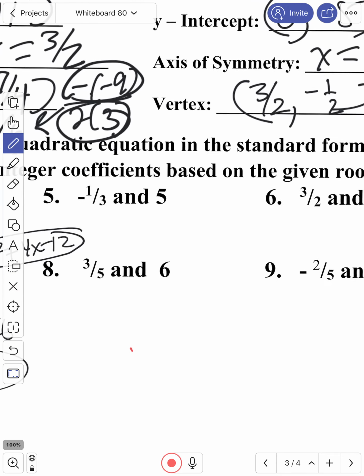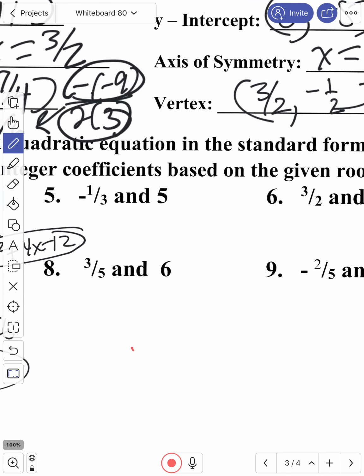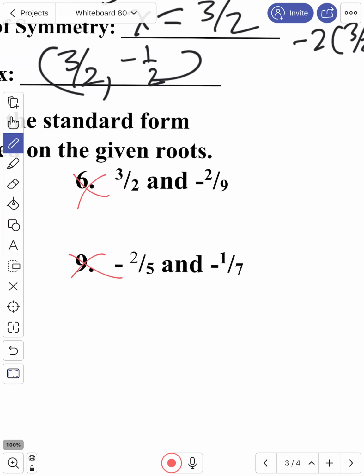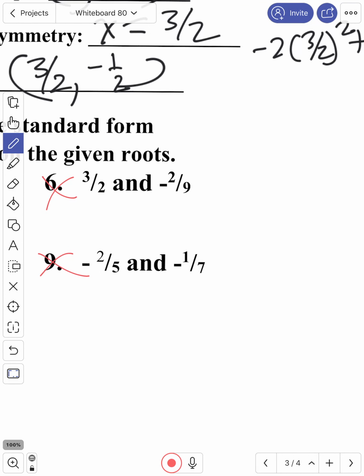All right, on this one, you would not be responsible for these that are fractions yet, but if you wanted to, maybe they'll end up being bonus. They're kind of harder to put back into factored form. So you'd really start out, if they're fractions, saying x equals negative 2/5.